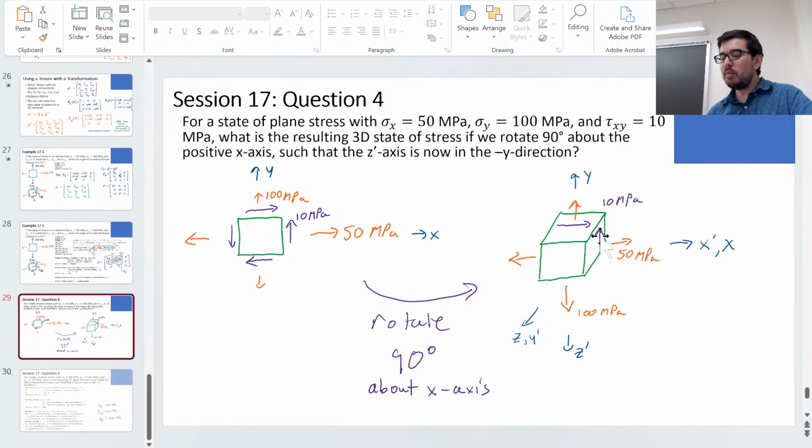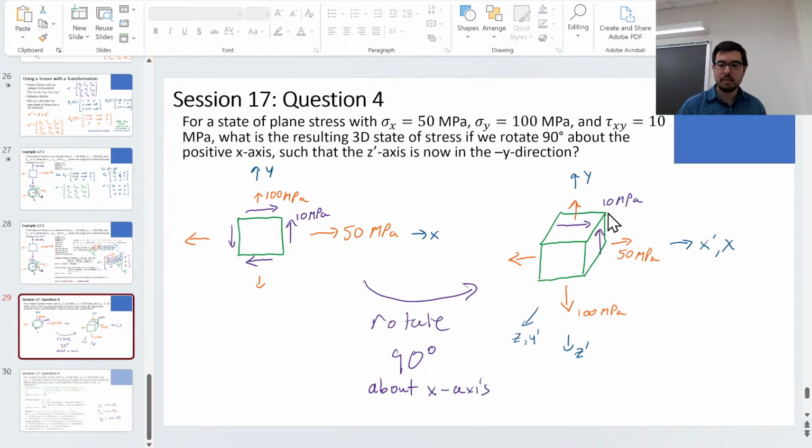This arrow is the original tau xy. Is that arrow in the positive z prime direction or the negative z prime direction? Z prime is now positive going downward, so this is negative z prime. It's the same value, the same 10 megapascals that we have, but it's now negative. Does that make sense? That's one way to do it.